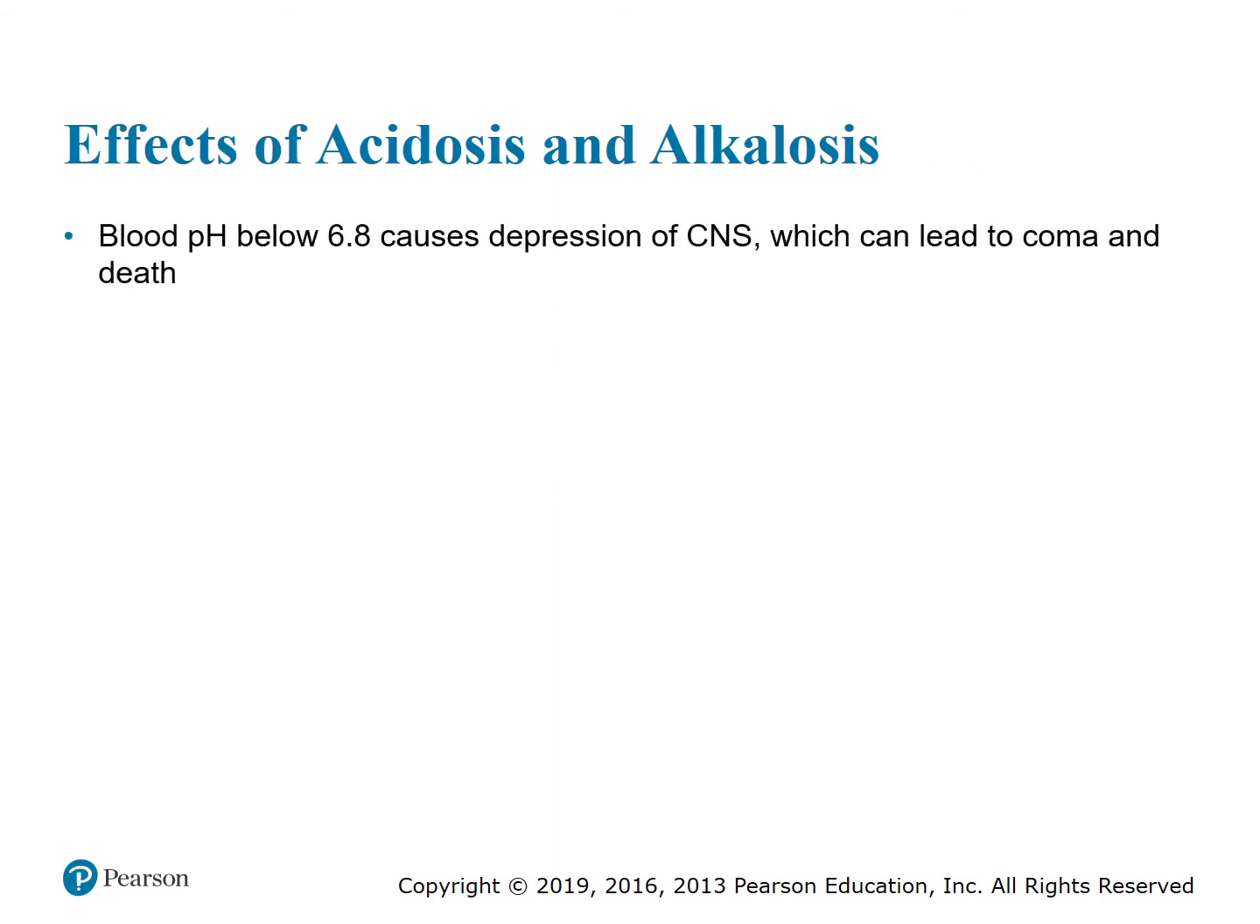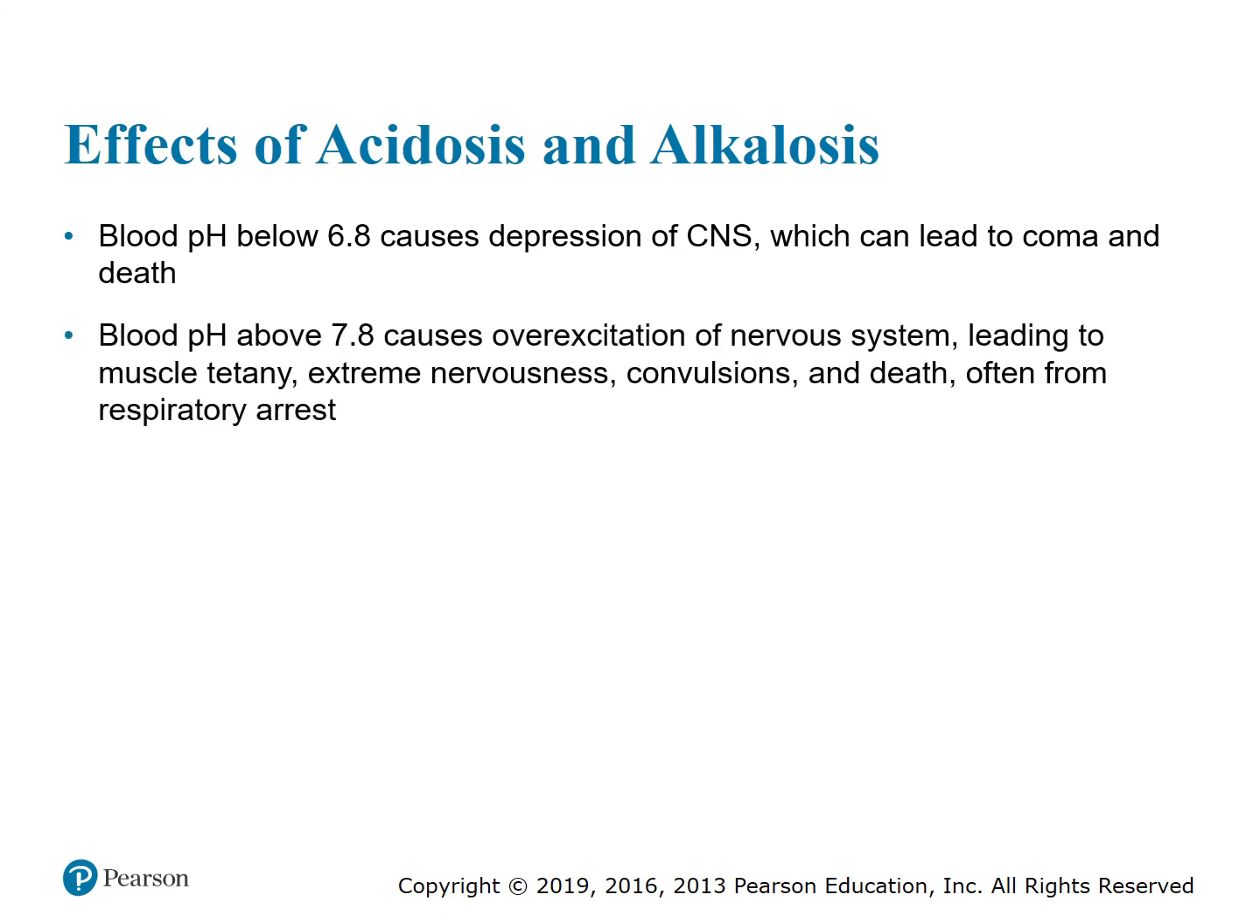A blood pH that drops below 6.8 can cause a depression of the central nervous system, leading to coma and to death. A blood pH above 7.8 can cause an overexcitation of the nervous system. This can lead to muscle tetany, nervousness, convulsions, and death from respiratory arrest. So neither one of these is a good alternative at all, and it's the reason why your blood pH is definitely a homeostatic variable.